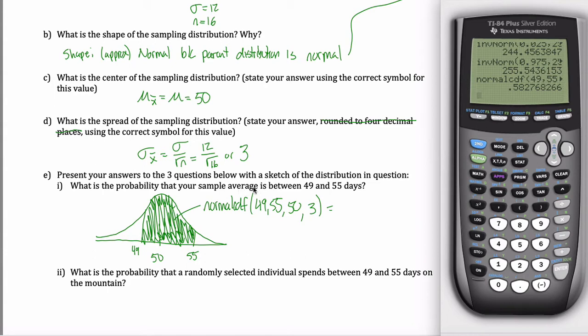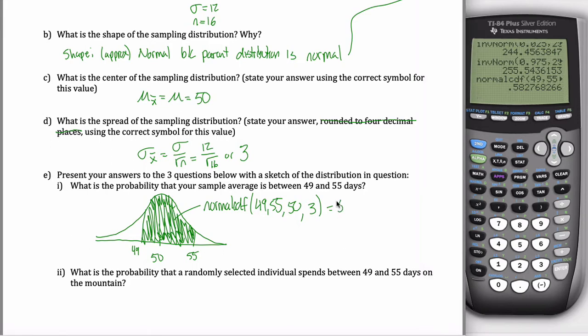Did I say how to round this? I better add that. Let's say I asked you to state it as a percentage and then round that percentage to 2 decimal places. It would be 58.28, I suppose. That would be the answer to this question.